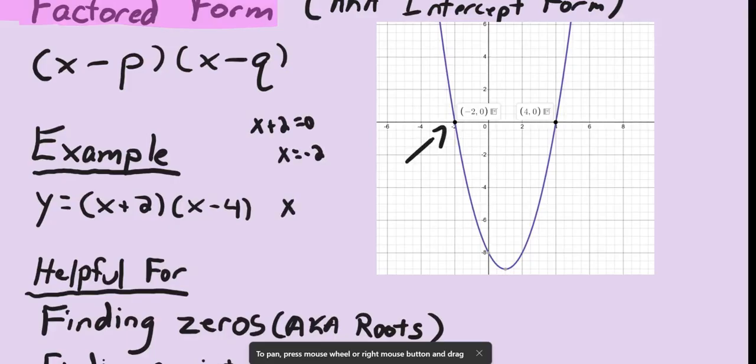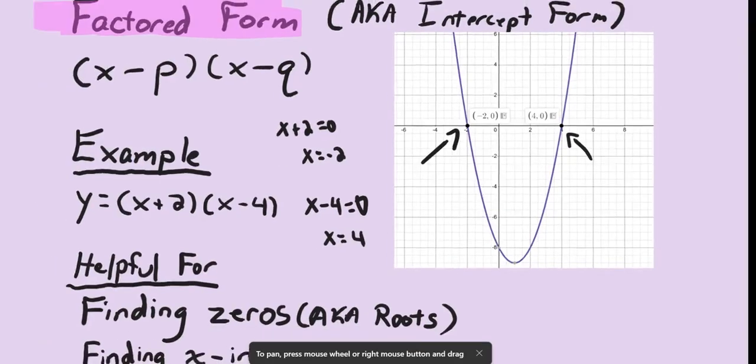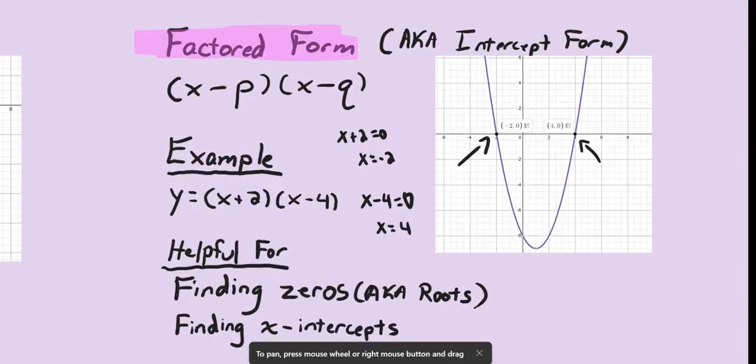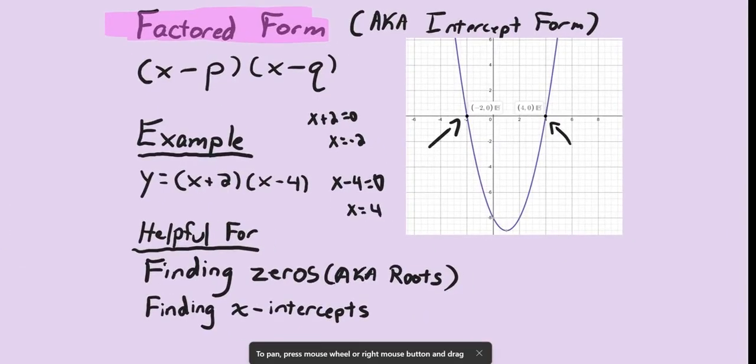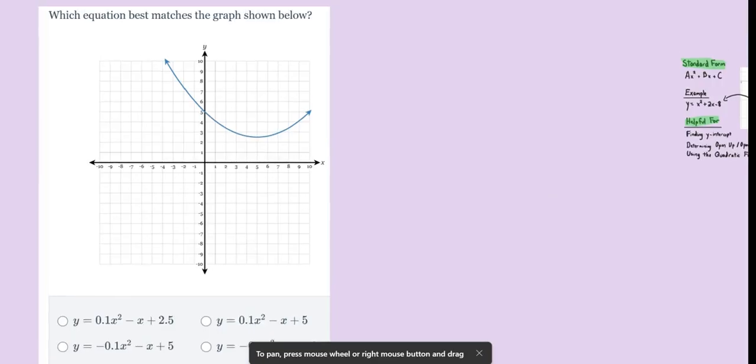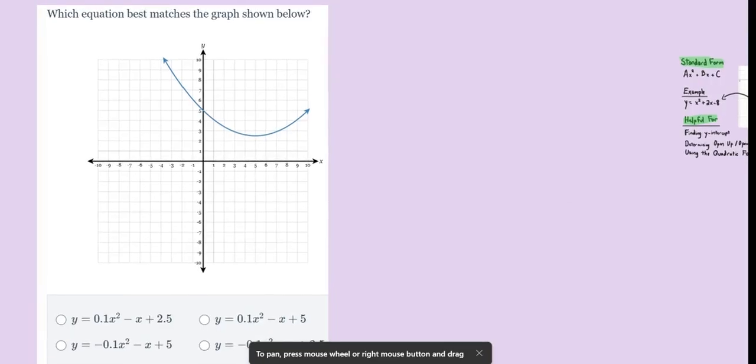The other one, x minus 4 equals 0. Well, that would be x equals 4, and that's where the other x-intercept or the other root is. So as we can see, they're helpful for finding the zeros and for the x-intercepts, which are the same things. So now we can take these and apply them to the questions that we see on Delta Math.